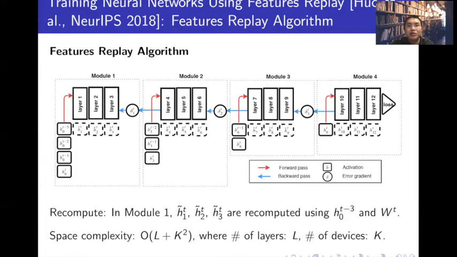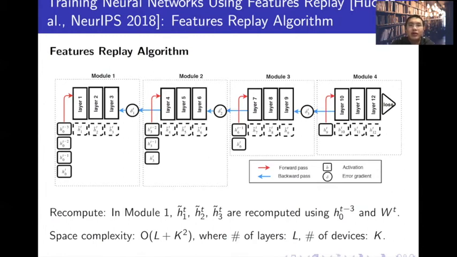For example, in module 1, instead of storing the activations in different time steps, at time step t, to compute gradients using samples from time step t-3, you just need to input H0, the input of module 1, H0 at t-3, to the module, and use the model weight W_t to recompute the activations at layer 1, layer 2, and layer 3, which are H1 t, H2 t, and H3 t separately.